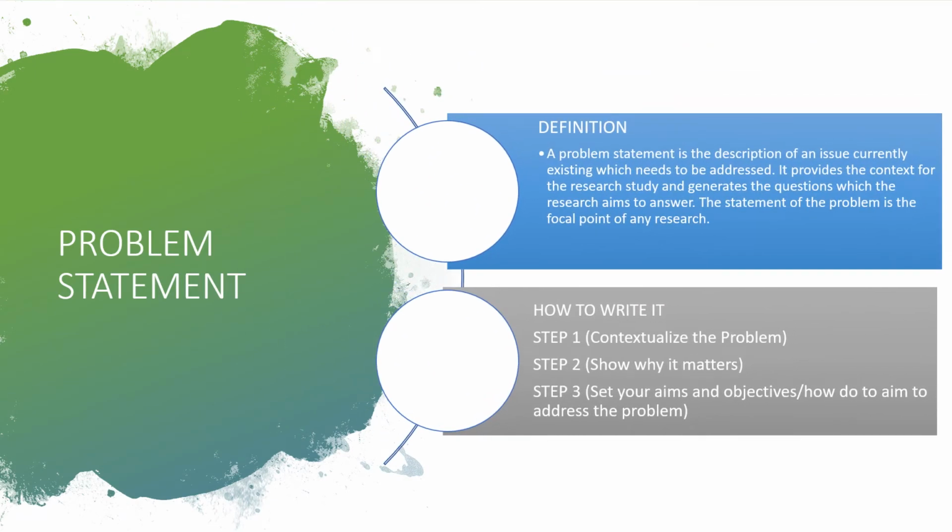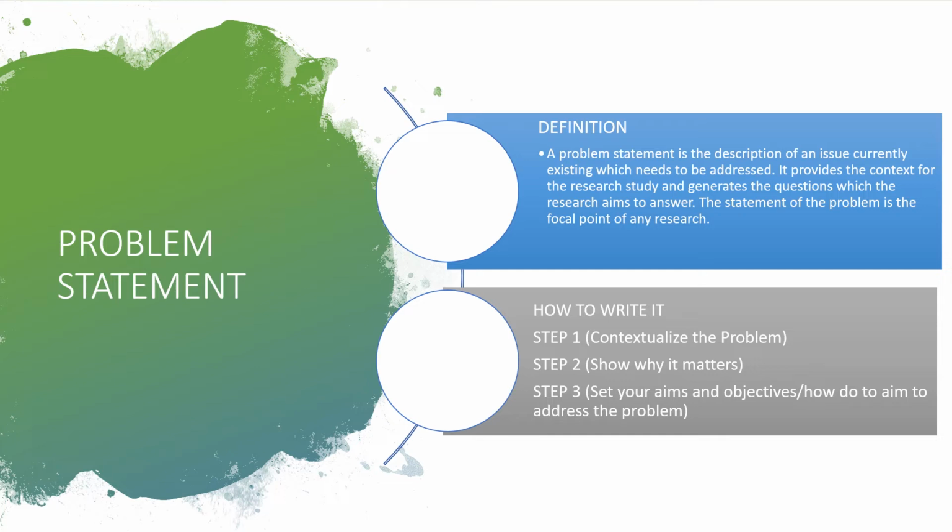People, let's start with the problem statement. Although we are done with this topic when we covered proposal writing, just for the revision's sake, I'm going to repeat it. What's a problem statement? A problem statement is the description of an issue currently existing which needs to be addressed. It provides the context for the research study and generates the questions which the research aims to answer.